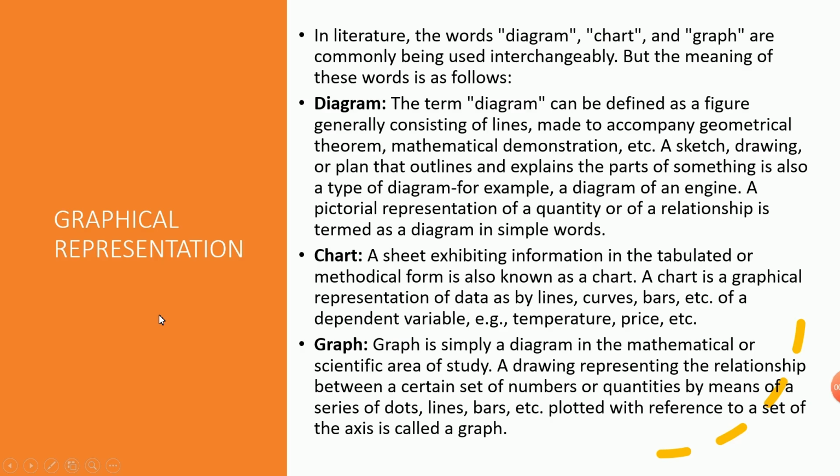Before entering into the different types, we have to see that in literature the words diagram, chart and graph are commonly used interchangeably, but the meanings of these words are different. First, what is a diagram? A diagram can be defined as a figure generally consisting of lines made to accompany a geometrical theorem or mathematical demonstration. That's all. It is a sketch or drawing, so it has some shapes. They have given the example of a diagram of an engine: how it would be, with what measurement, mm or centimeter, at right angles, all those things.